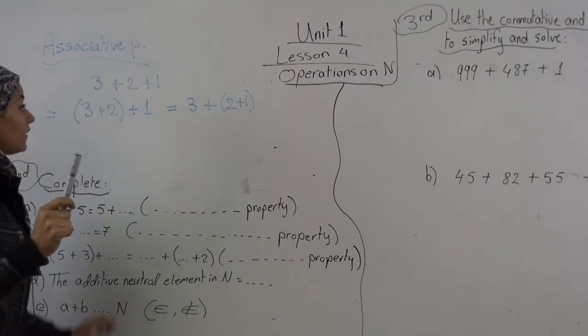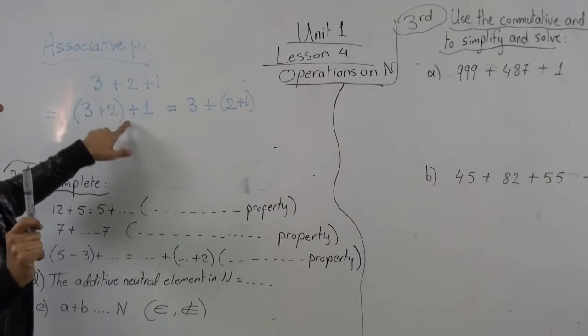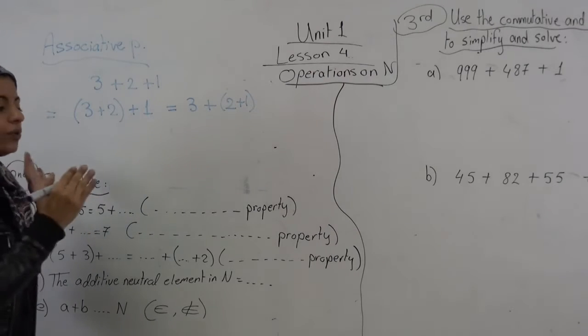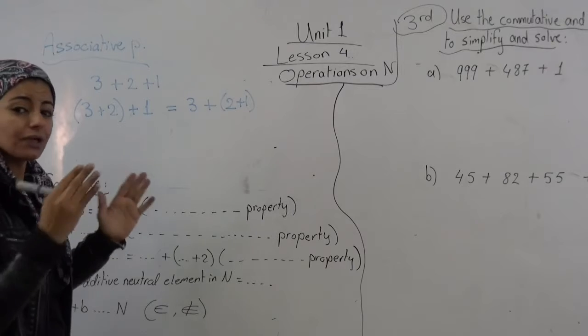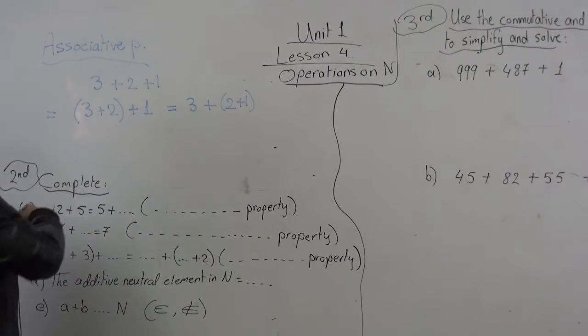Let's see. If the answers are equal, that means that addition has the associative property, has the ability to let you group any two numbers together. This will not affect the answer, okay? Let's see. 3 plus 2 plus 1 is equal to 6.